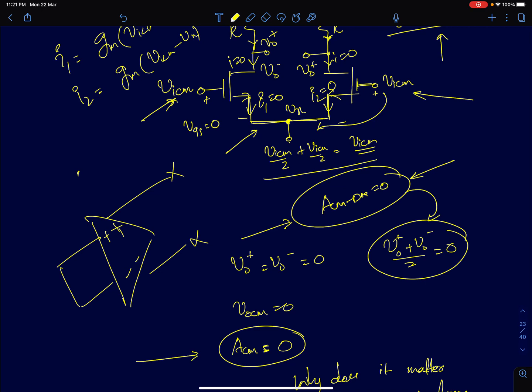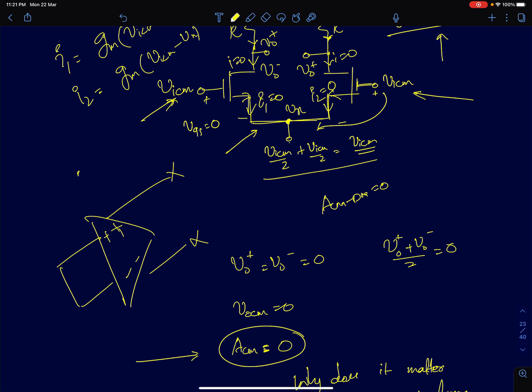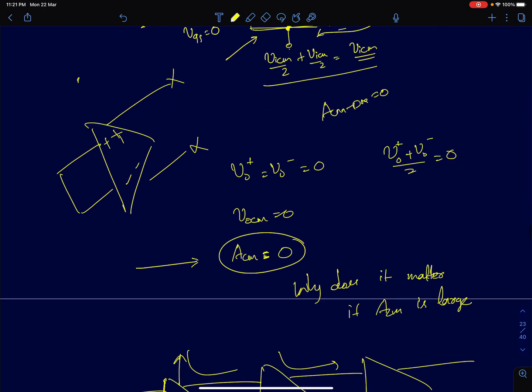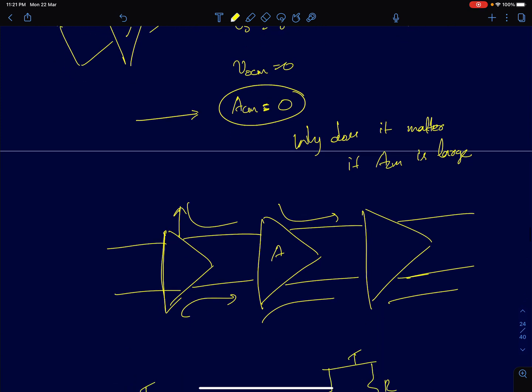Right now, I'm just putting the thought. Later, when we analyze it, we will see that. When we introduce mismatches and analyze it, you will understand it with far better clarity. The other thing is, does common mode gain matter?